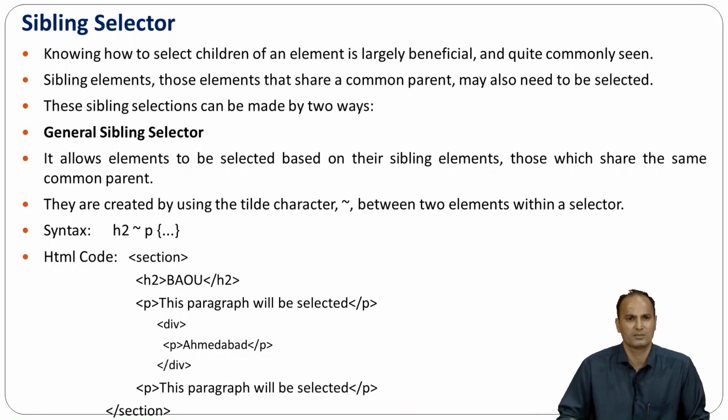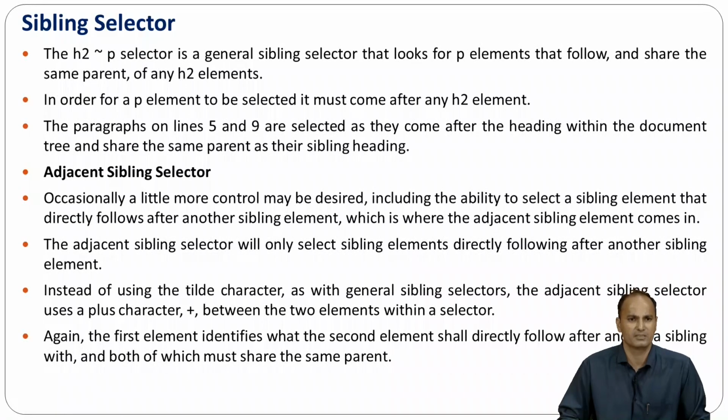Moving next to general siblings, there are adjacent sibling selectors. Occasionally a little more control may be desired, including the ability to select a sibling element that directly follows after another sibling element, which is where the adjacent sibling selector comes in. The adjacent sibling selectors will only select the sibling elements directly following after another sibling element.